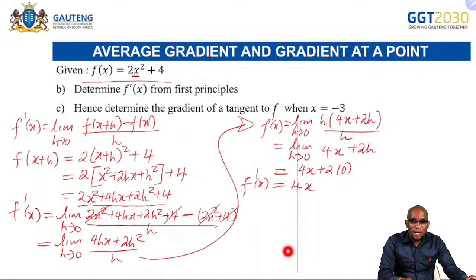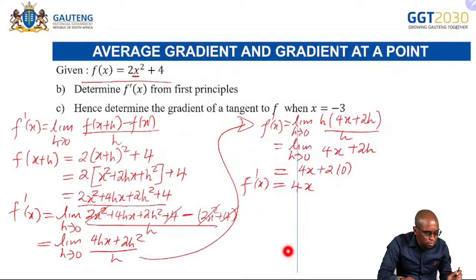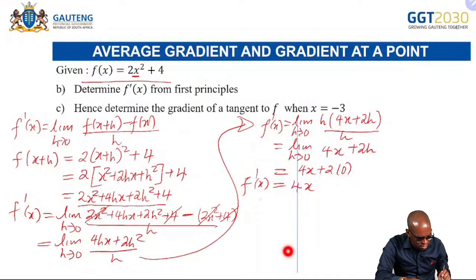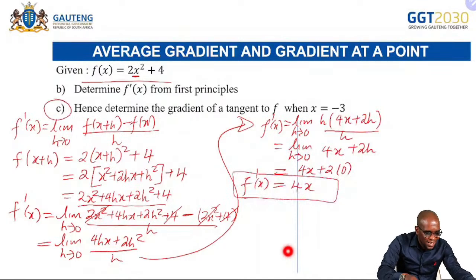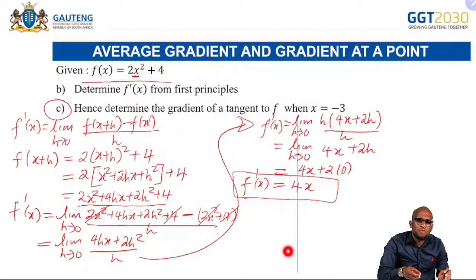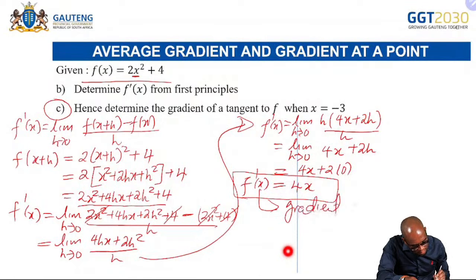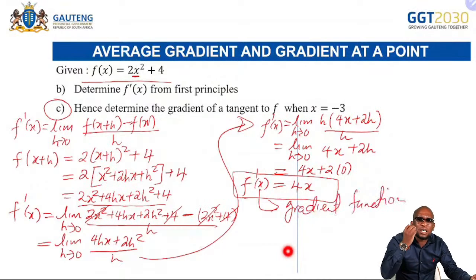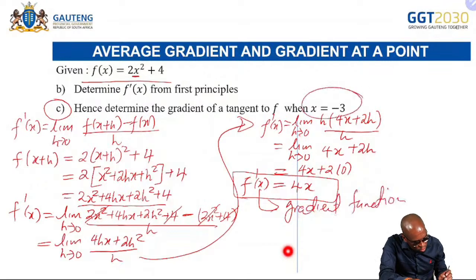Right, hello and welcome back. I hope you were able to work out that question, very, very easy. They say here, hence determine the gradient of a tangent to f when x is equal to minus 3. Already we've worked out the gradient function, because what we got here is the gradient function. So this is a new function that tells us how the gradient changes as x changes. So you are told here that x is equal to minus 3.